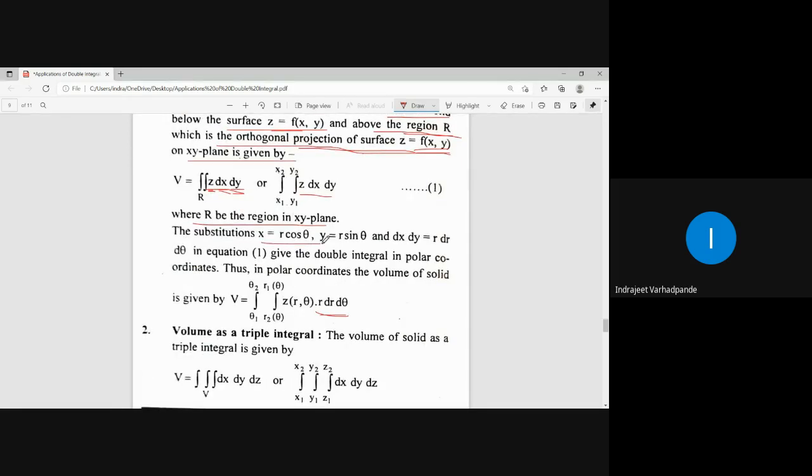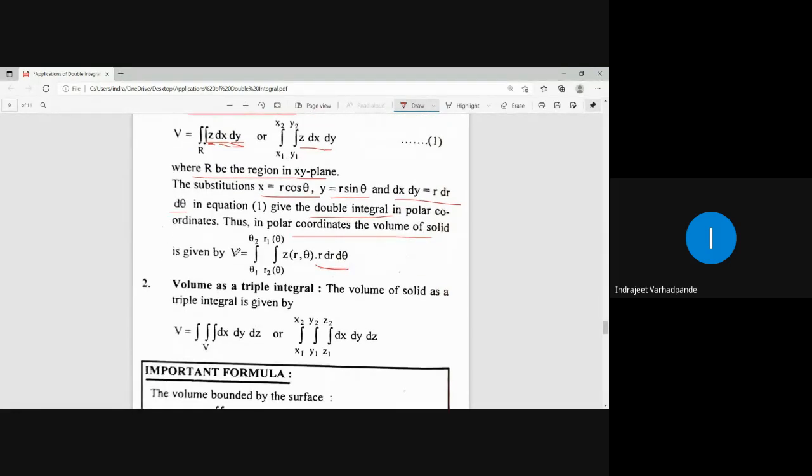R is the region in the xy plane. The substitution x is equal to r cos theta, y is equal to r sin theta, dx dy becomes r dr d theta in equation 1, which gives the double integral in polar coordinates. So in case of polar coordinates, the volume of solid is given by V is equal to integral from theta1 to theta2, integral from r1 to r2, z will also be converted in the form of r and theta, and dx dy is written as r dr d theta. So that is how we evaluate the volume by double integral.